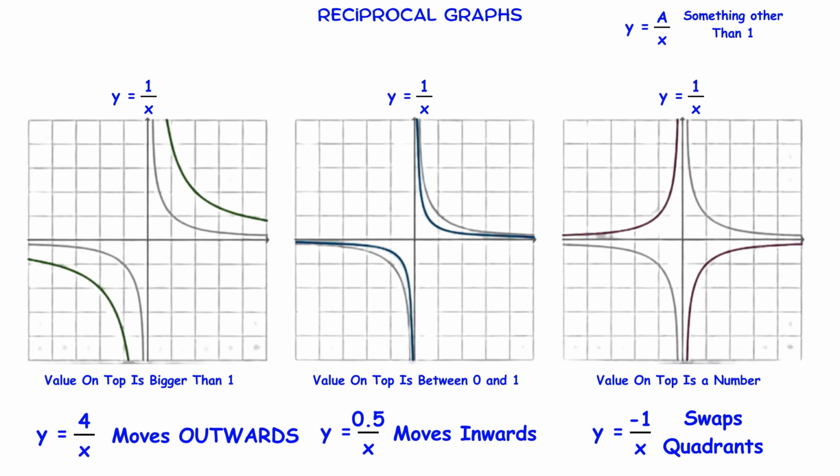And finally, if the value on top is negative, like with minus 1 over x, then it will swap quadrants so that it's in the top left and bottom right instead.